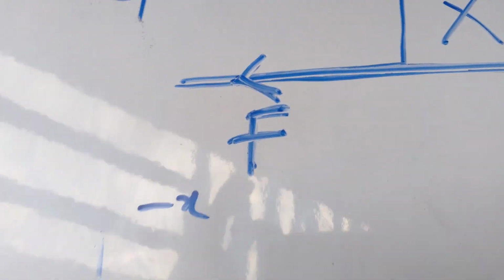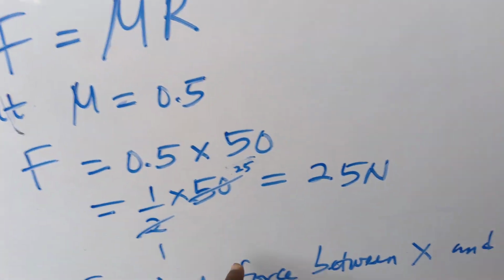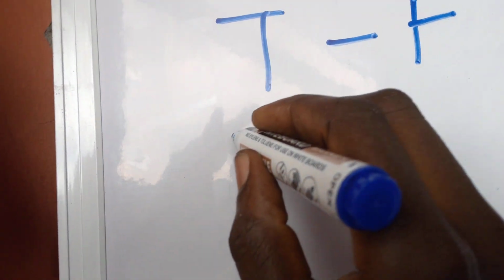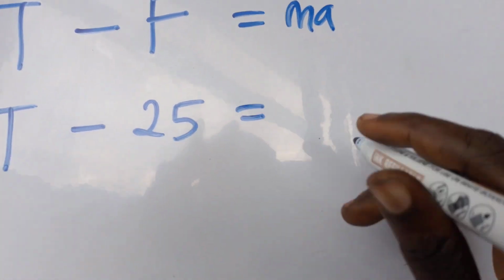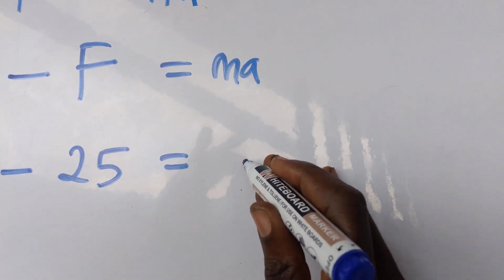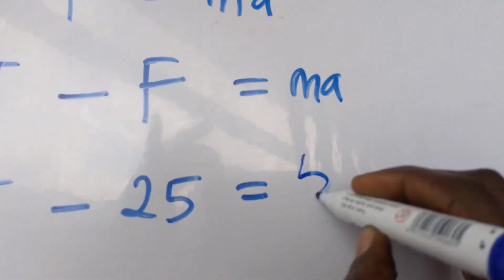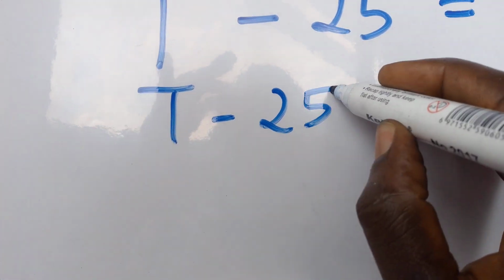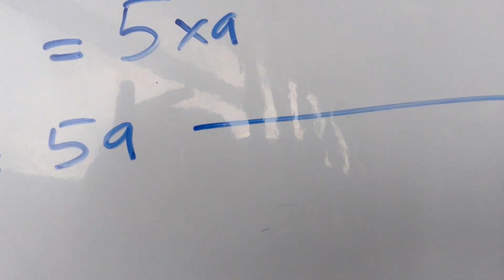Remember our frictional force, we solved it and we got the frictional force F as 25 Newton. So I put it back here. So I'm having T minus 25 is equal to ma, and m, the mass of block X, is 5 kg. Do not forget that. Mass of block X is 5 kg. So I put it here, this is 5 times A. I have T minus 25 equal to 5A. I can call this equation 1.